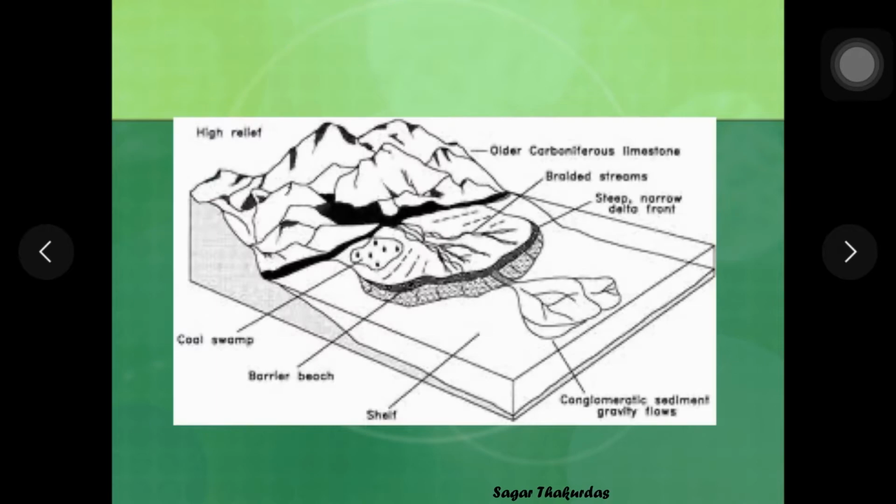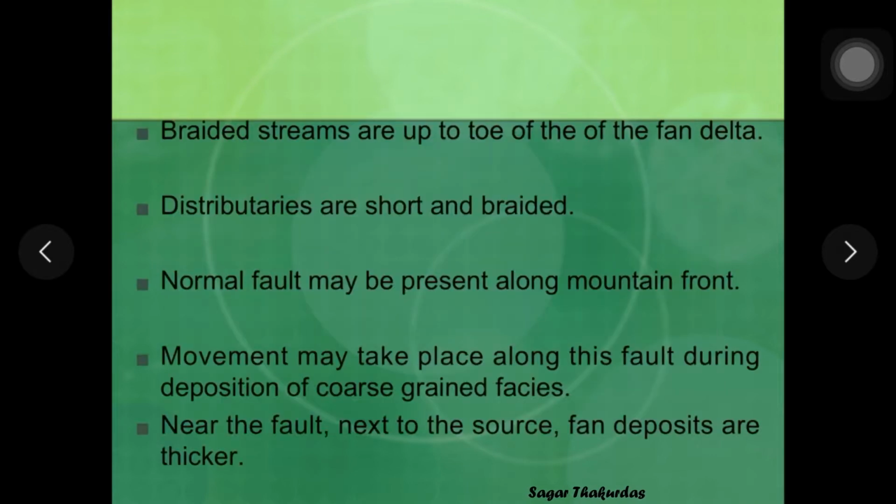Here you can see the braided streams which find a channel through the fan delta surface or fan plane up to the distal end. So these streams are braided, and associated with these streams you will find barrier bars, tidal flats, and other environments which are part of a strike fade system. So these braided streams run up to the toe of the fan delta. Distributaries are short and braided.